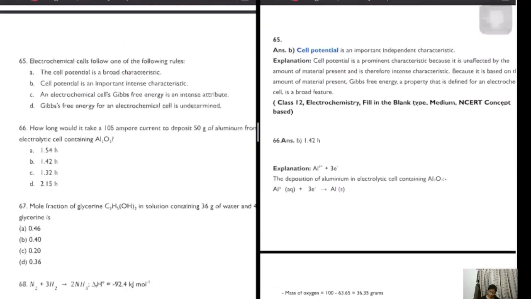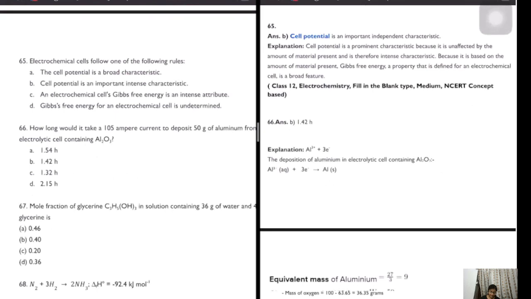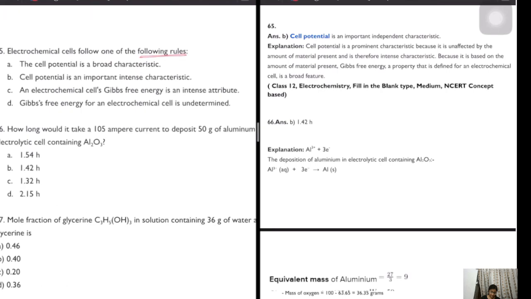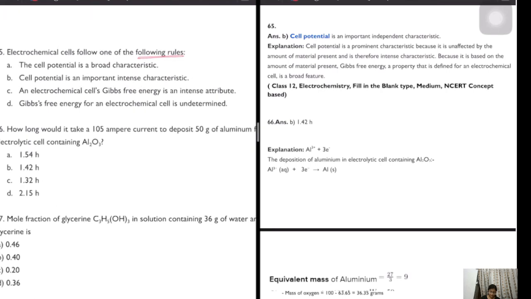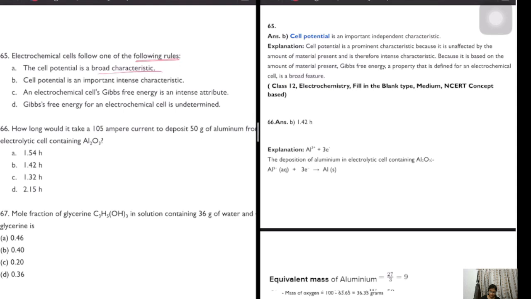Now moving to the next question. Electrochemical cells follow one of the following rules. The cell potential is a broad characteristic. Cell potential is an important intense characteristic. In electrochemical cells, Gibbs free energy is an intense attribute. Gibbs free energy for an electrochemical cell is undetermined.